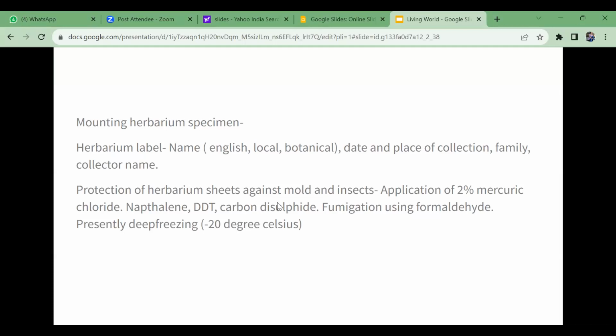Fumigation using formaldehyde. Then you are going to treat with formaldehyde. First, you have to treat with mercury chloride, after that formaldehyde for preservation. Mercury chloride is to avoid fungal and bacterial contamination. Okay, sometimes you can deep freeze. That was a bit more information.